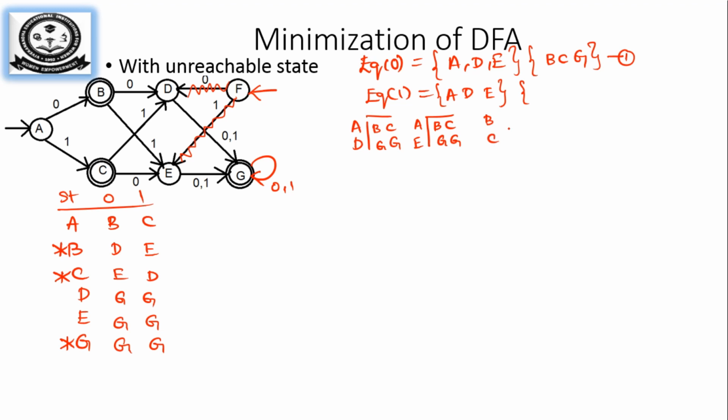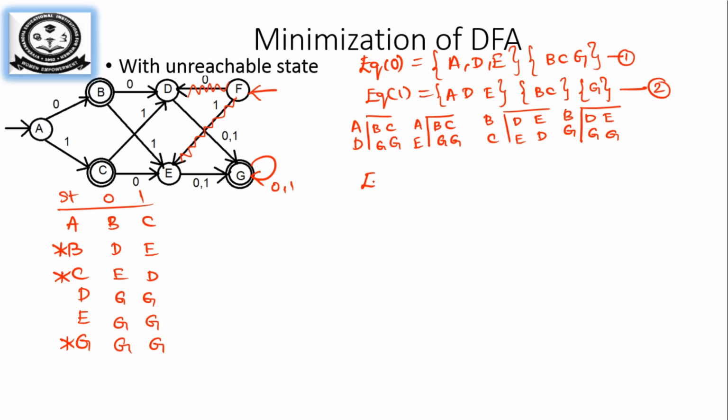So BC. What is BC? BC is DE and ED. Check whether DE and DE are in the same set. Yes, it is in the same set, so we'll have BC together. Next, check B and G. B is going to be DE and G is GG. Now D and G are in separate sets, E and G are in separate sets, so you can't have G together, so we will form G separately. So this is your second equation.